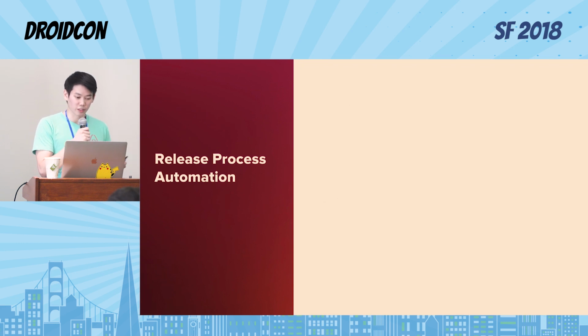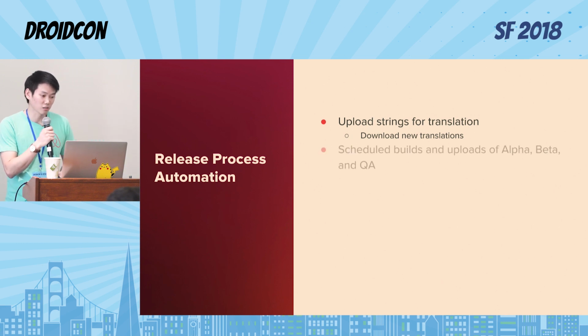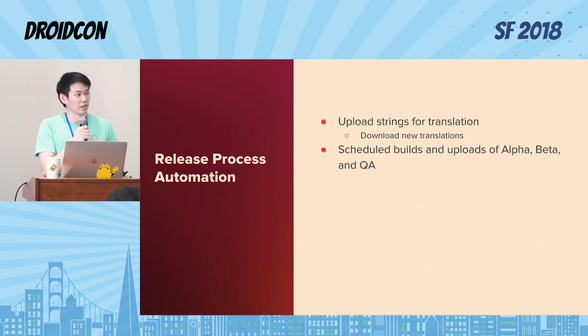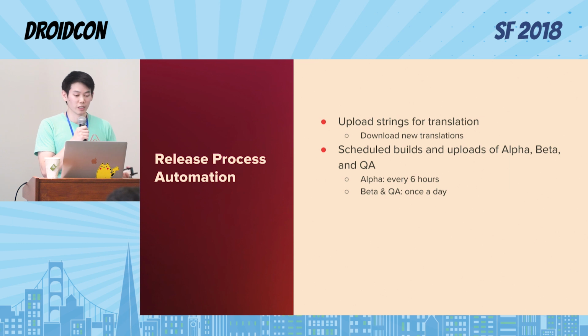So for one thing, we upload strings for translations. We have an internal translation team where we periodically upload all of our untranslated strings and download any new translations on a daily basis. We do this daily because we have scheduled builds and uploads of alpha, beta, and QA. We build and upload an alpha build every 6 hours, and for beta and QA, we build once a day. We send our QA build to our QA team, and beta is uploaded to the beta track.